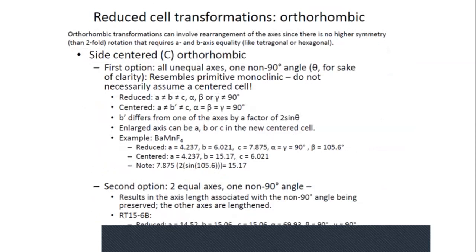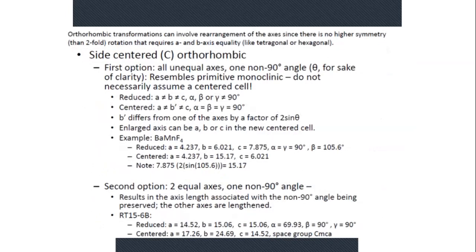And then we'll just look at one more, orthorhombic. When we have a side-centered C orthorhombic cell, and when we have a reduced form, we see that none of the axes equal each other, and alpha, beta, and gamma are not equal to 90. But when we do a side centering, we see that now we get alpha, beta, gamma equal to 90. And therefore, we have an enlarged cell. So you see that the centered cell's b axis is a lot larger than the b axis of the reduced cell.